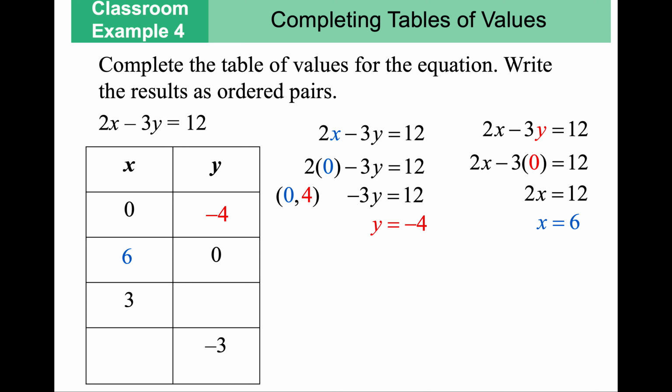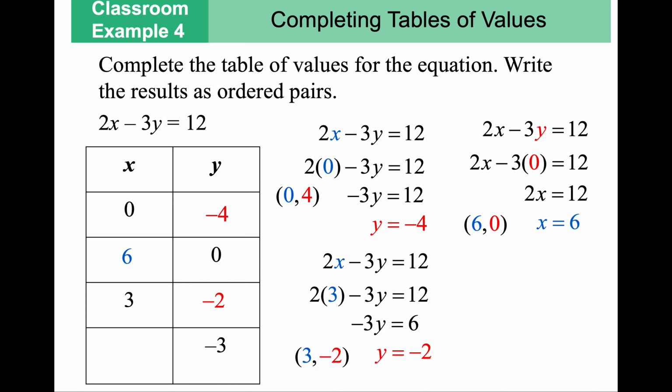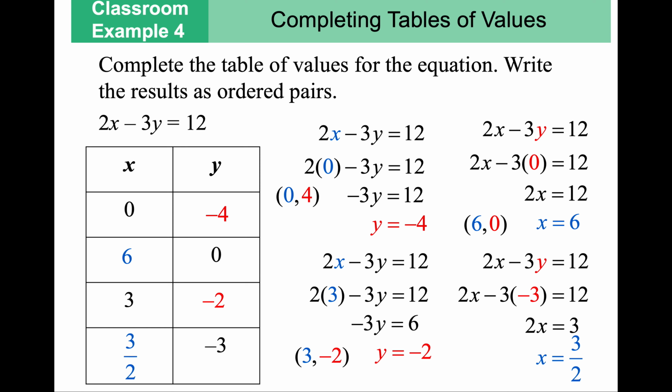Then I'm going to replace x with 3 and get my point. And last, I'm going to replace y with -3, and I'm going to solve that for x. Now remember, -3 times -3 is +9, so I'm subtracting 9 from both sides there, and that's where the 3 comes in. Divide both sides by 2. And I have a fraction. That's okay. It's okay to have a fraction in the table of values. You don't have to do anything with that fraction. It's just a final answer. So don't get nervous or anxious about having fractions. We're not doing math with fractions. We're just saying, hey, 3/2 is my answer.